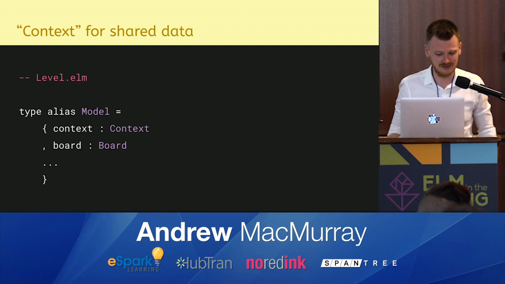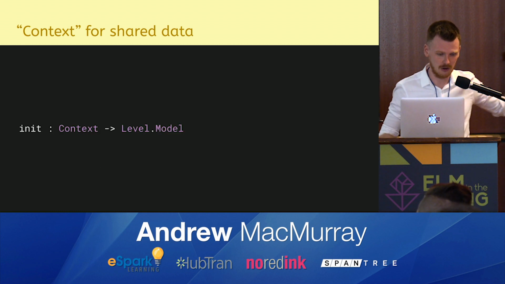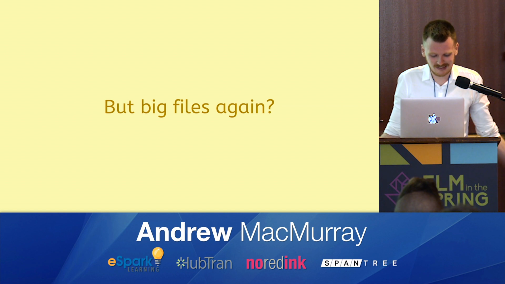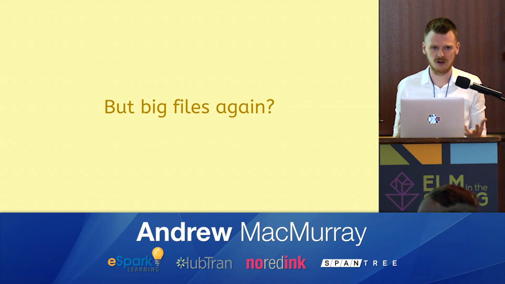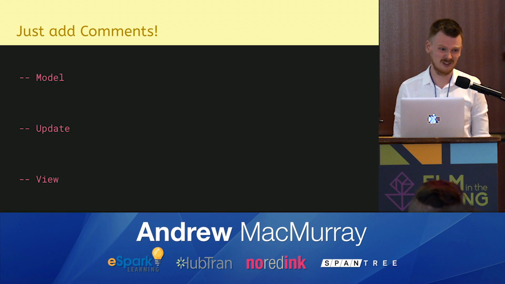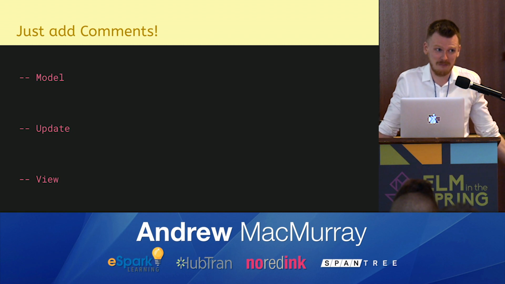What was really nice about this is that each of the individual scene models could hold on to their own context. And whenever you're changing scenes, you can pull out the context from each of the scenes and daisy chain it along to the next model. But at this point, the files were starting to get really big, and I didn't like it. I wanted to look at the code at a glance and see which bit corresponded to what. And the solution to this was actually just adding comments. Pardon the pun, it was a game changer.